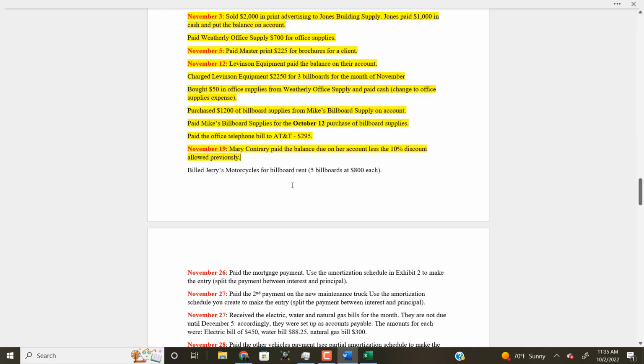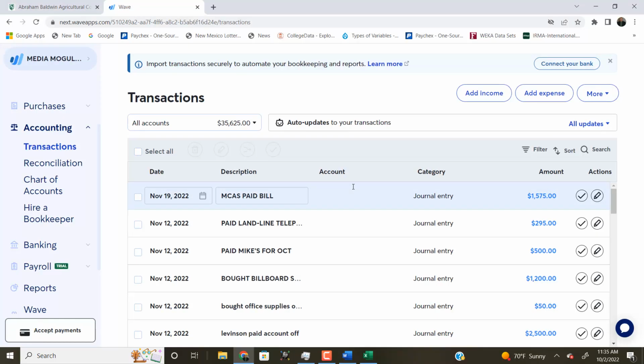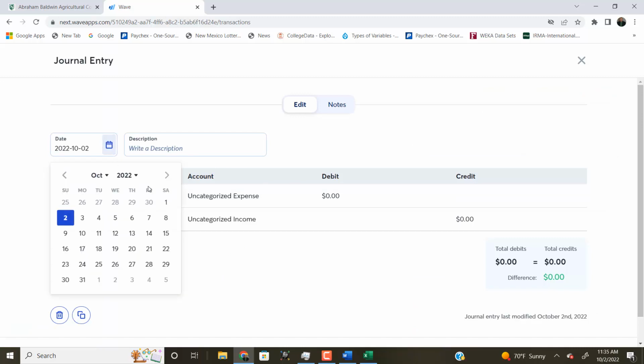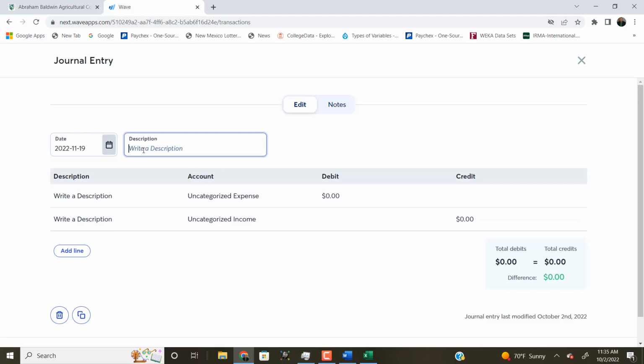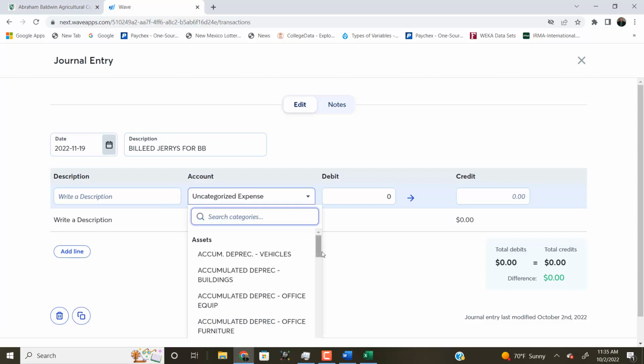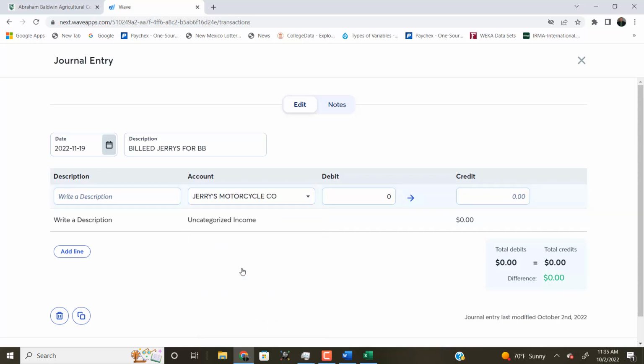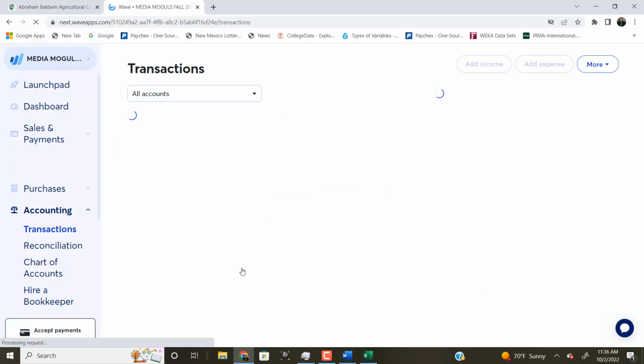Bill Jerry's Motorcycles for billboard rent. 5 billboards at $800 each. And so back over here, more, add a journal transaction. And this is on the 19th, I believe. And bill Jerry's for billboards. And what we're going to have is an accounts receivable now from Jerry. So you find Jerry's under the assets. Accounts receivable, the asset is going up. Ooh, something's happening here.